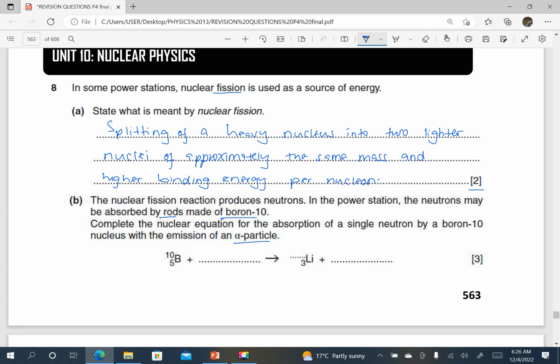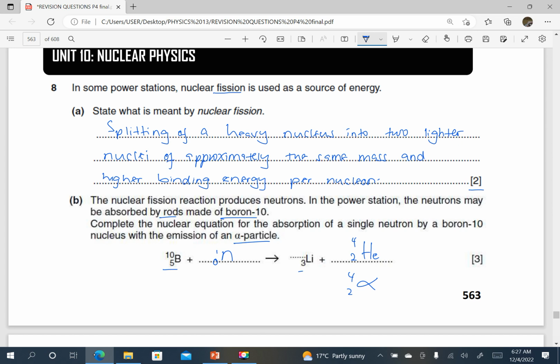Since it is a single neutron absorbed, the boron nucleus absorbs a single neutron, and the neutron is n with mass number 1 and proton number 0. So we try to balance, of course, by emission of an alpha particle. So on this side we shall add alpha. An alpha particle is a helium nucleus. It is actually He-4, not He-3. So this will be He with mass number 4 and proton number 2. That is an alpha particle, or you can write alpha 4 2, which is accepted. So we try to balance the equation. You notice that the proton number is balanced.